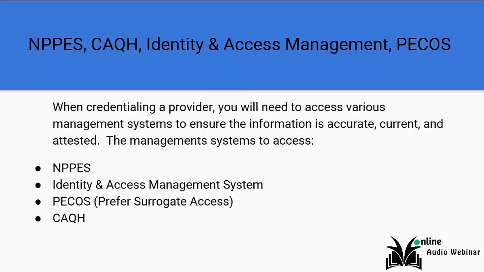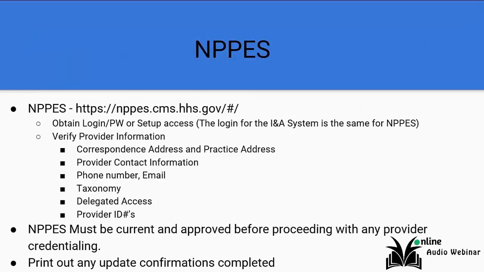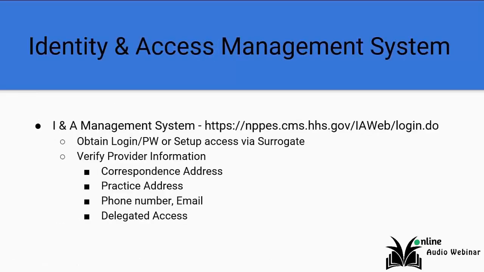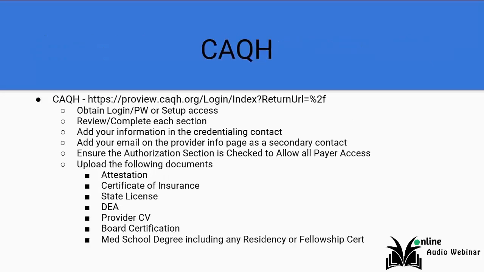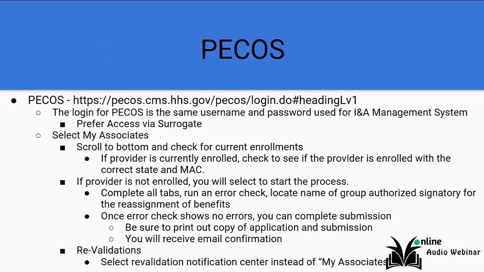So moving on to NPPES, CAQH, INA, PECOS. When credentialing a provider, you'll need to access various management systems to ensure the information is accurate, current, and attested. So again, NPPES, NPI registry. So this right here is the direct link to that site. Moving on to the INA system, this is the login for that. CAQH, this is the direct link to CAQH. With PECOS, this is the Medicare credentialing system.